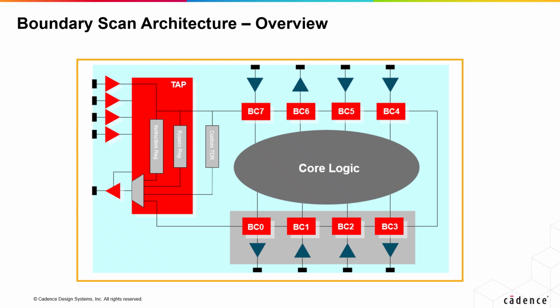Here we are showing the boundary scan architecture overview. We can see the core logic, boundary cells inserted, the TAP controller, custom TDR, bypass register, and instruction register. So when testing is performed, an instruction is serially loaded into the JTAG macro through its TDI pin, and depending on the instruction, the instruction decode logic selects which data register to connect between the JTAG macro's TDI and TDO pins.